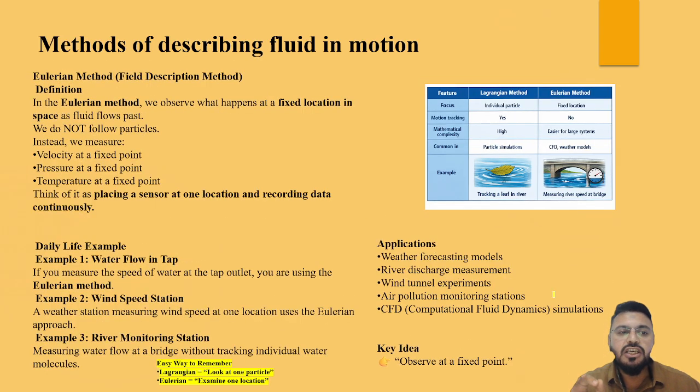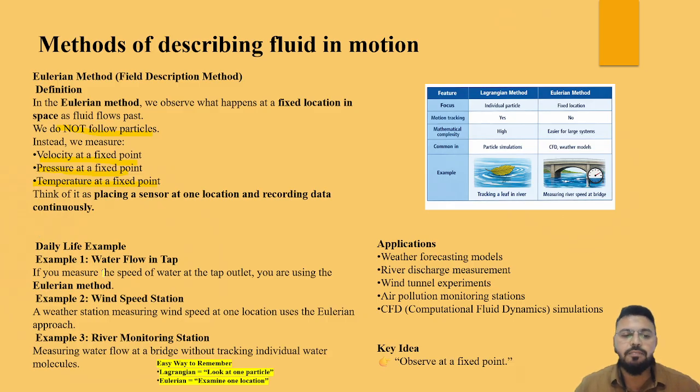Another method is the Eulerian method, which is known as the field description method. In the Eulerian method, we observe what happens at a fixed location in space as fluid flows through it. We do not follow particles. Instead, we measure velocity at a fixed point, we measure pressure at the fixed point, we measure temperature at the fixed point. Think of placing a sensor at one location and recording data continuously.